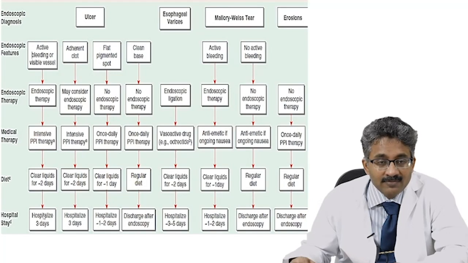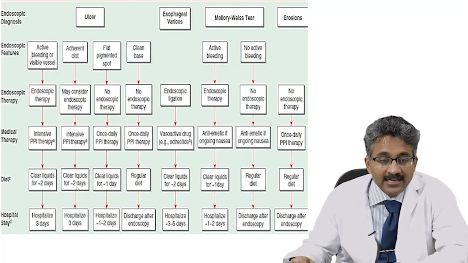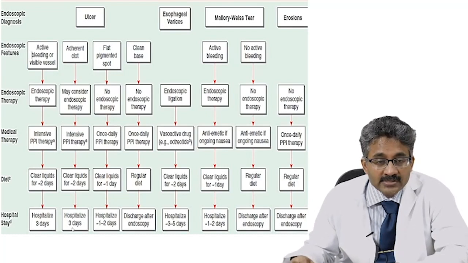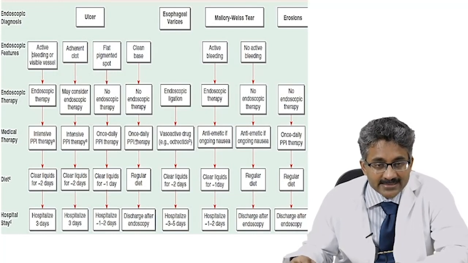Active bleeding or a visible vessel. If there is an adherent clot, here also they require endoscopic therapy. This is also dangerous. And intensive PPI therapy you have to give here. Diet, you have to give clear liquids for 2 days. Then they should also stay in hospital 3 days. In both the flat pigmented spot and clean based ulcer, endoscopic therapy is not required. Only conventional PPI therapy once a day is enough. No need of intensive PPI therapy in flat pigmented spot and clean base.